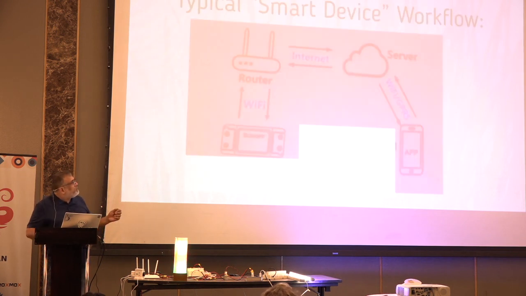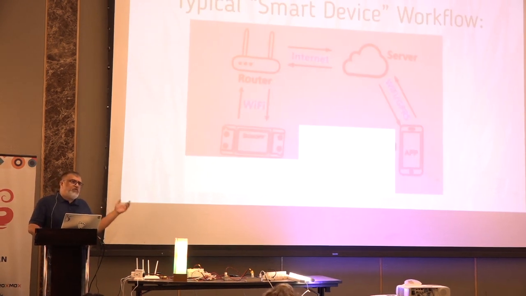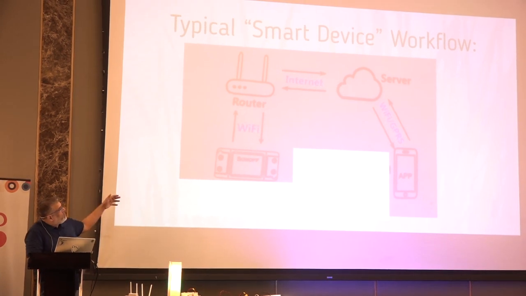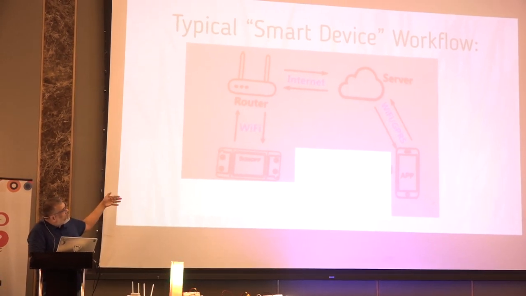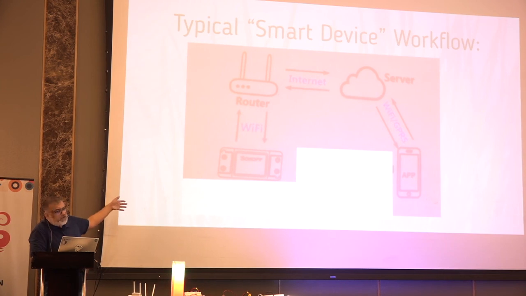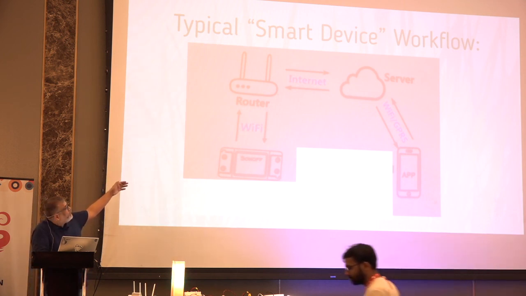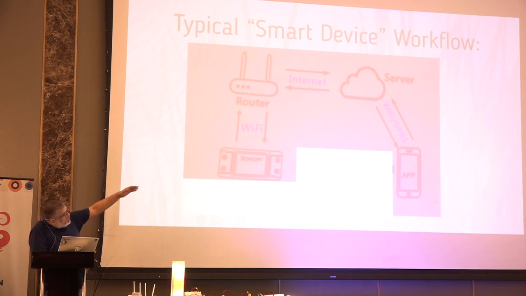Let me show you the typical workflow of a so-called smart device. This is a picture I took from an installation manual that came with one of these products. And what does it show you? It shows you that the device talks to the network over Wi-Fi, and then it connects to the server over the internet, and that to control this switch, you need a mobile app which talks to their server over the internet as well, right?